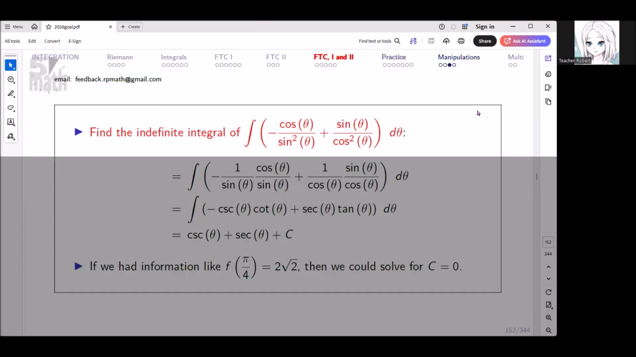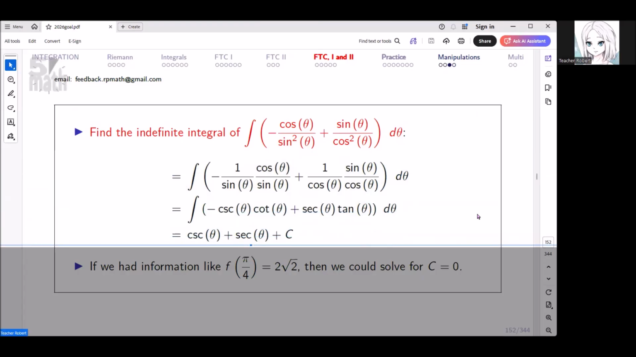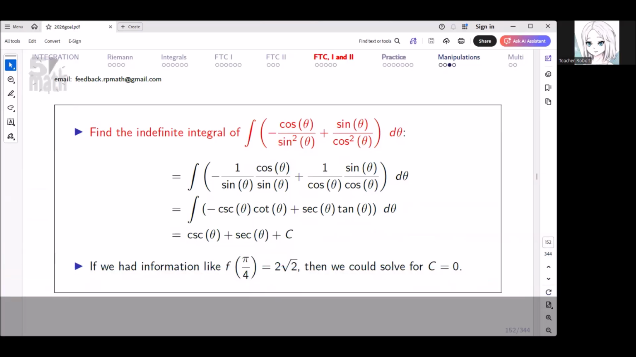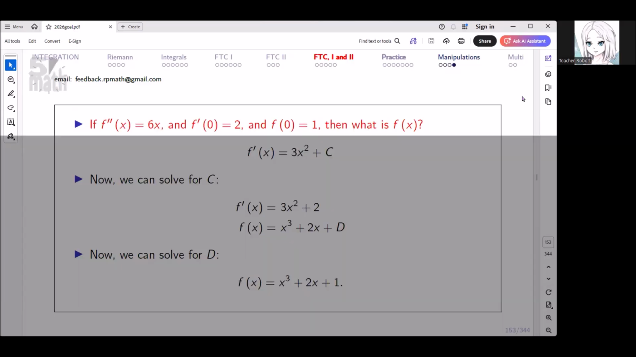Find the indefinite integral of this. We get cosecant theta plus secant theta plus c. If we had information like f of pi over 4 equals 2 root 2, then we could solve for c equals 0. If f double prime of x equals 6x, and f prime of 0 equals 2, and f of 0 equals 1, then what is f of x?